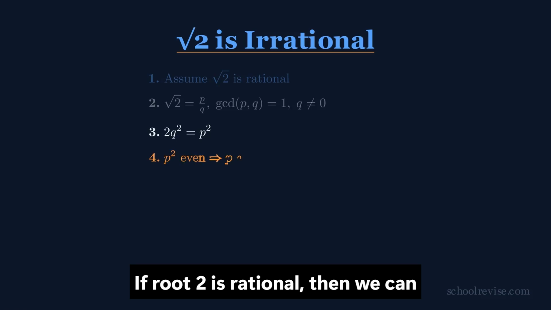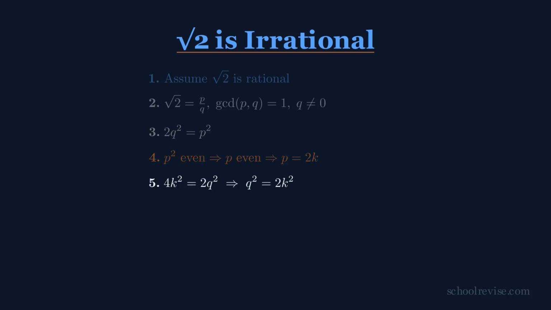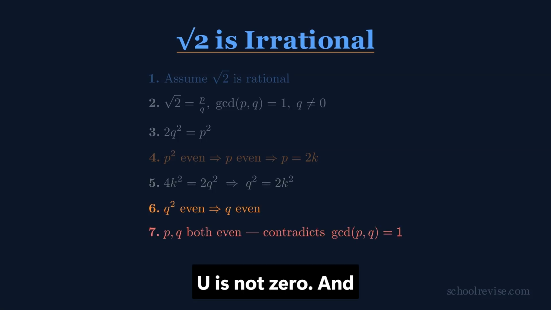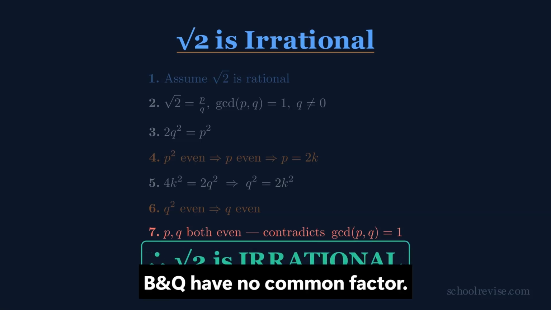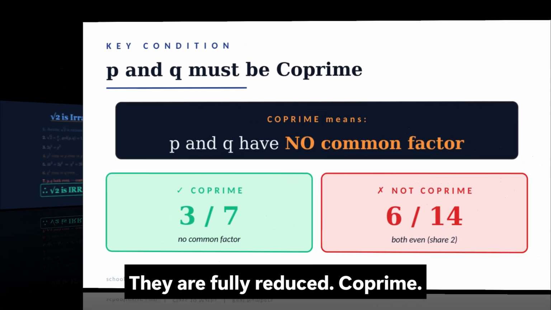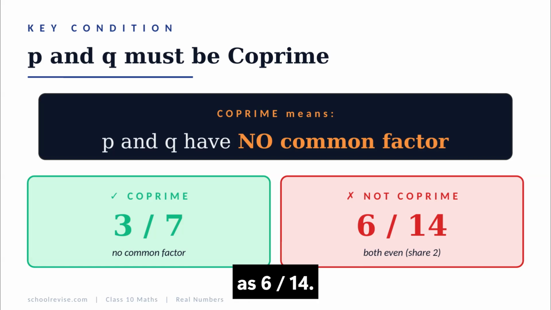If root 2 is rational, then we can write it as p over q, where p and q are integers, q is not 0, and p and q have no common factor. They are fully reduced. Coprime. Like 3 over 7, but not 6 over 14.